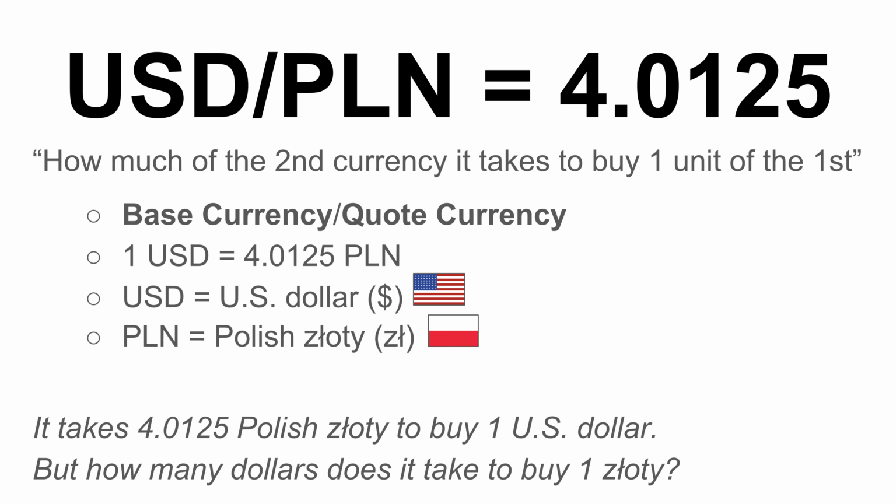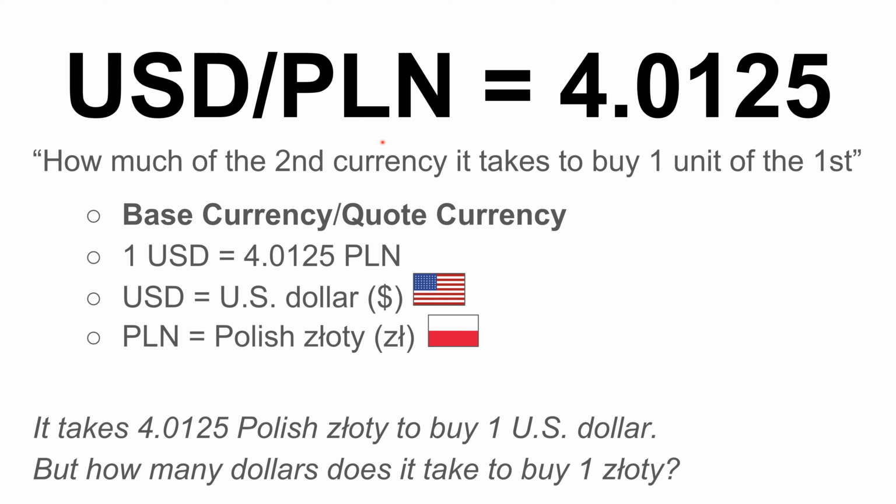So in Forex, trading is done using currency pairs, which shows the value of one currency to another. For example, here we have the exchange rate between the US dollar and the Polish zloty. This is called the Forex pair. The US dollar is our base currency, and the Polish zloty is our quote currency.